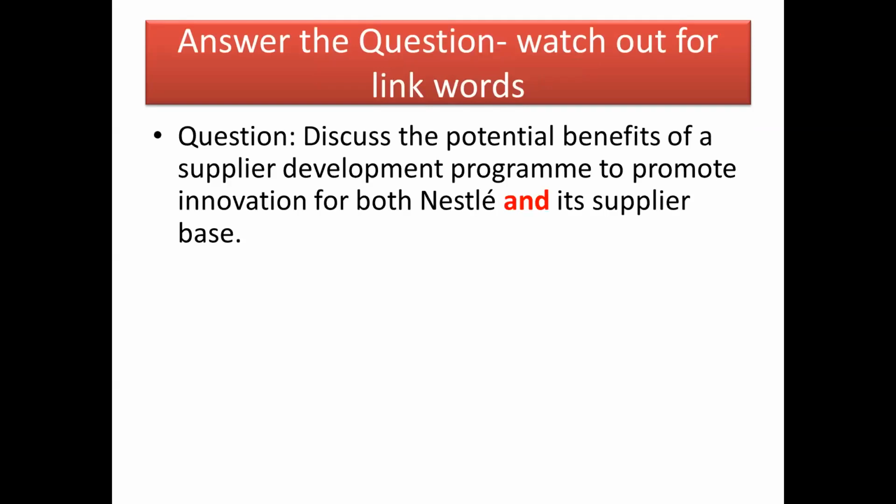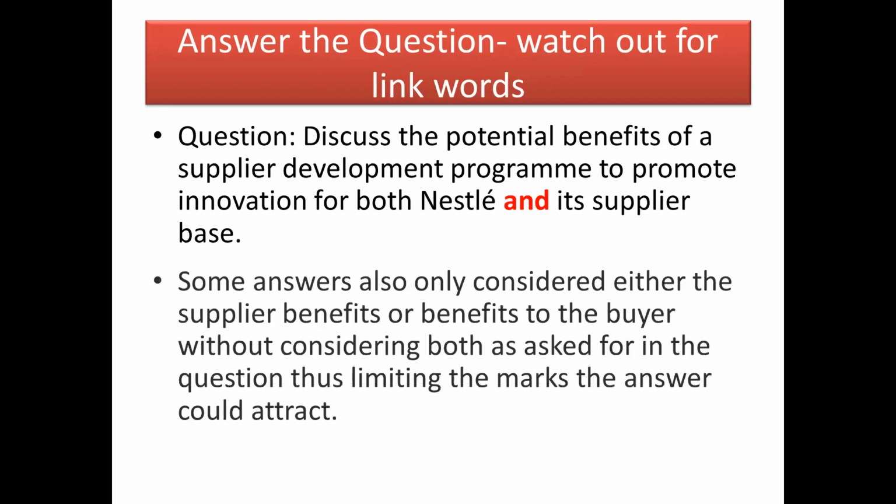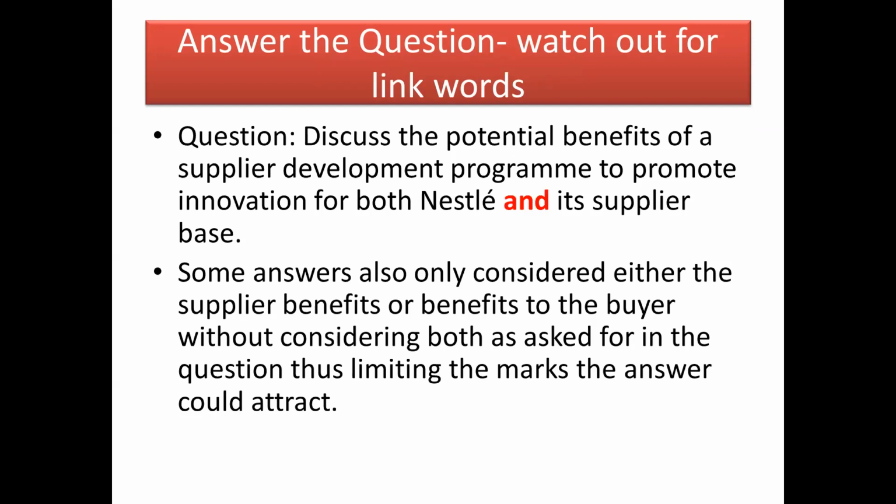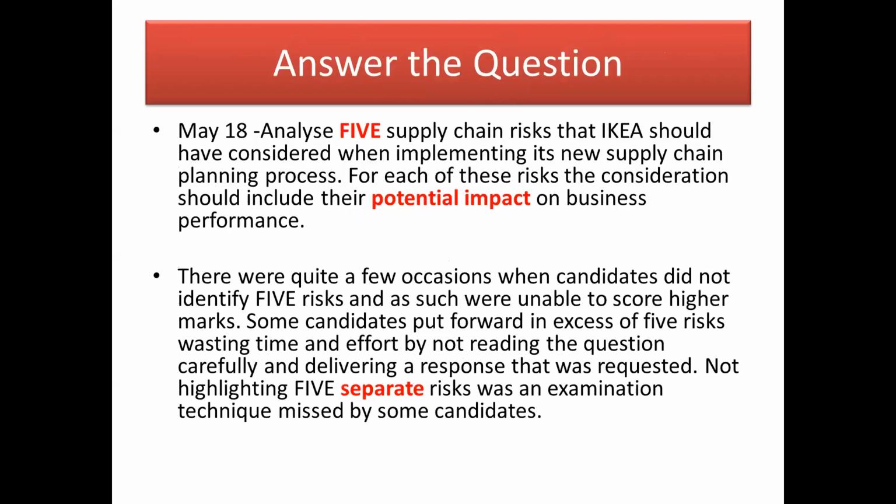Answer the question, watch out for link words. Discuss potential benefits and its supply base. Some answers only considered one and not the other. And I've marked one this week, and the answer was talk about stakeholder management and engagement. And they missed the engagement part of the question because there was a link word, an and. So be very careful in your question. If it says skills and something, make sure you talk about skills and the other thing. So make sure you answer the question. Obviously, you've all done the 5 things. If it says 5, do 5.